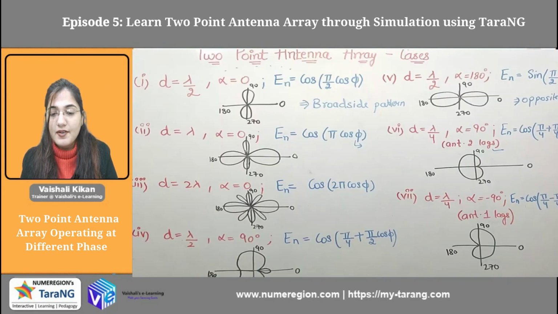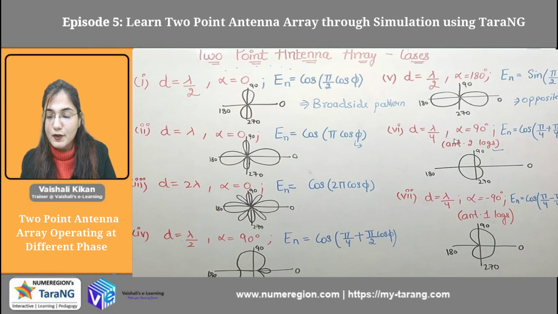If I have d is equal to lambda by 2, alpha is equal to 0, En would be cos pi by 2 cos of phi, which is the broadside pattern. We have the end fire pattern. We have d is equal to lambda, alpha is equal to 0, En will be cos pi cos of phi. Okay, and similarly we have d is equal to lambda upon 2, alpha is equal to 180 degree. This is my end fire radiation pattern. Okay, so here I will be having sin pi by 2 cos of phi. This is my end fire radiation pattern.